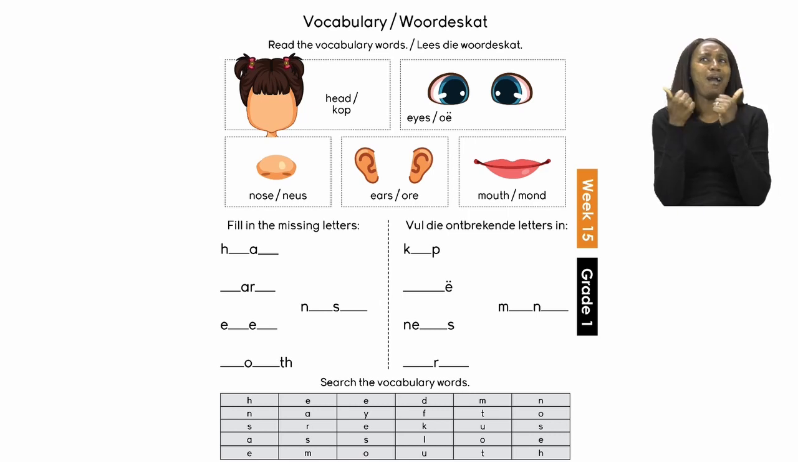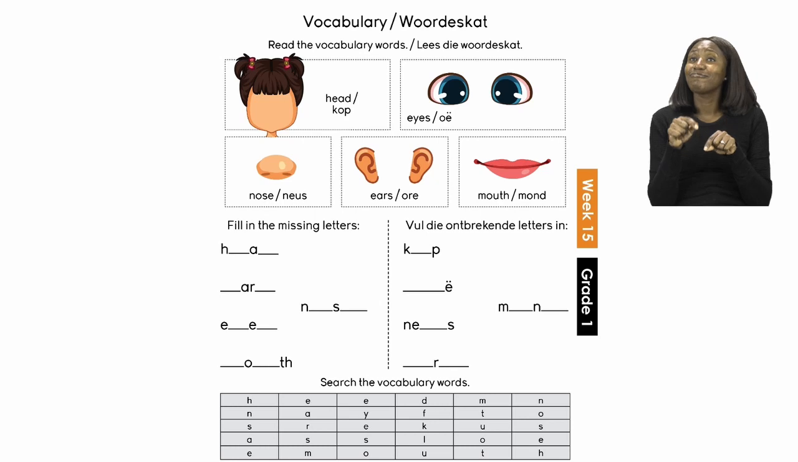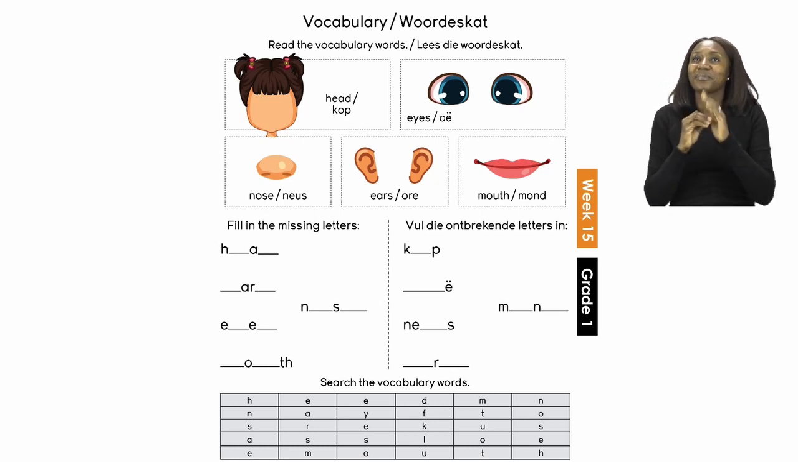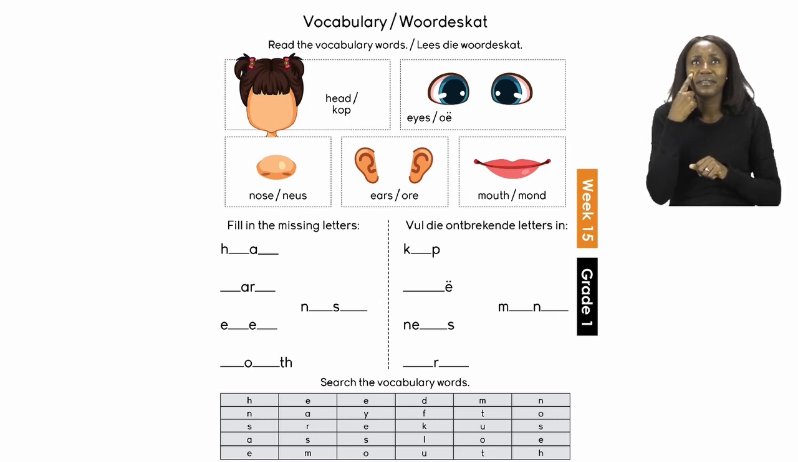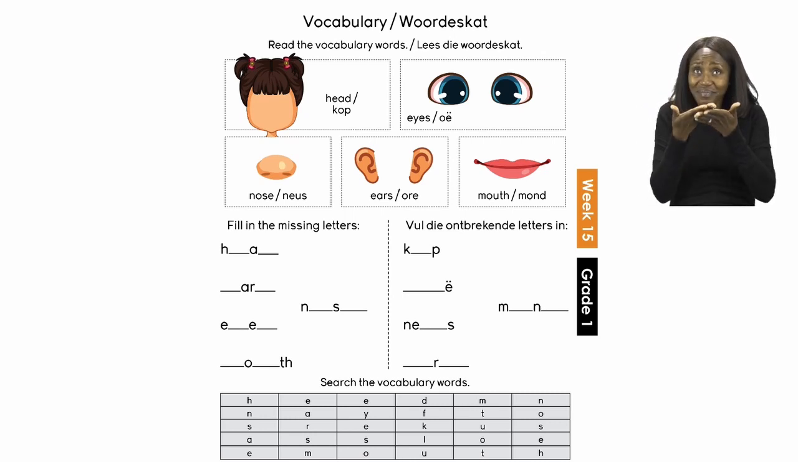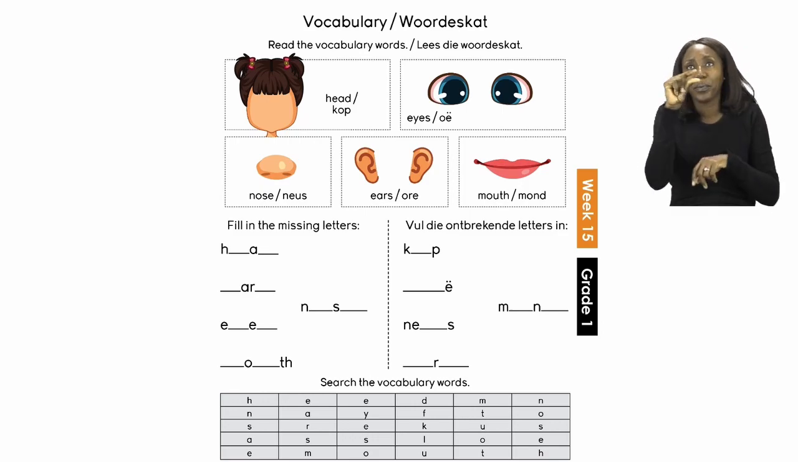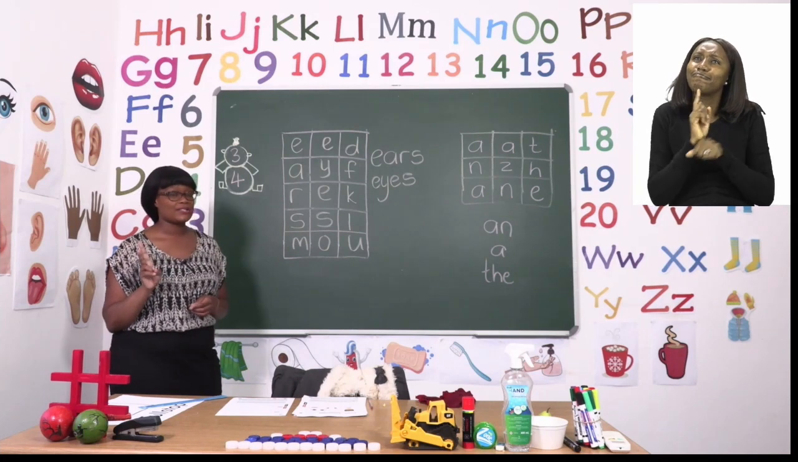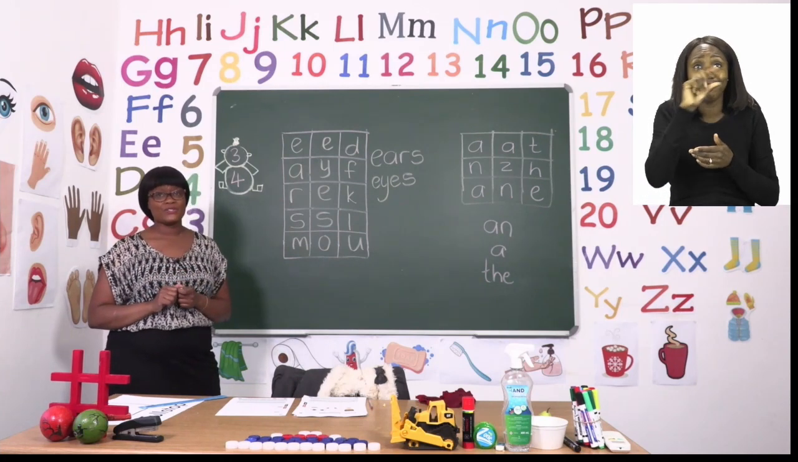Good job, everyone. Now, it is going to be your job to fill in the missing letters for all of the vocabulary words. You can see that the head needs 2 more letters. I'm going to leave that one to you because I know you are clever boys and girls. But what I would like to help you with is the word search. So let's take a look at the board. Now I'm going to help you find 2 words, just a small part of the word search.